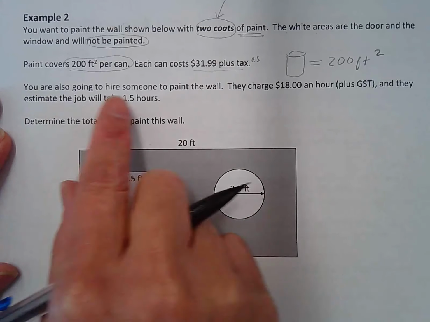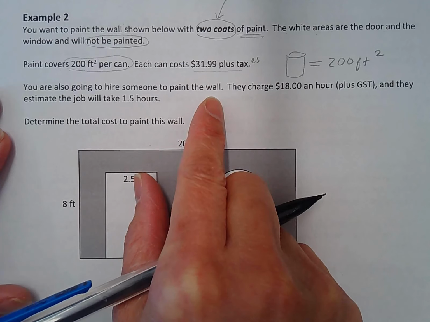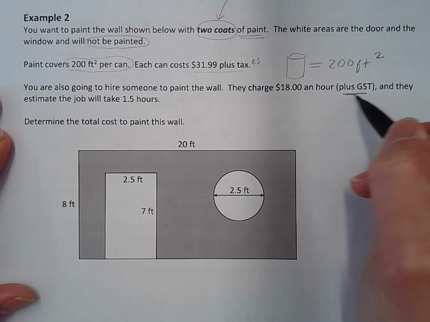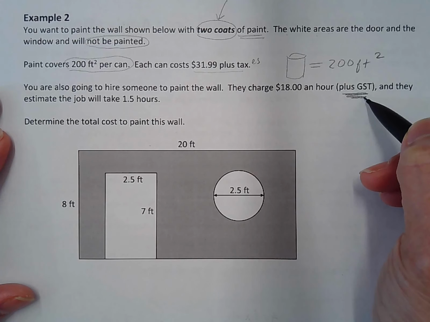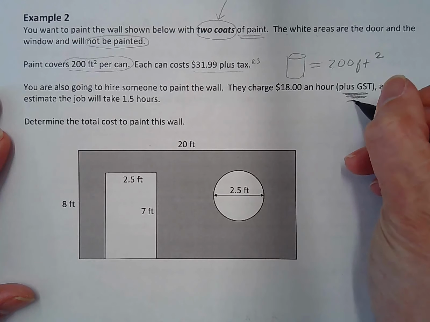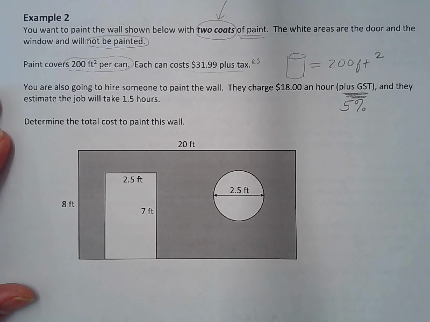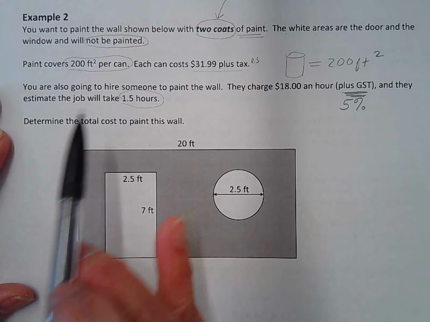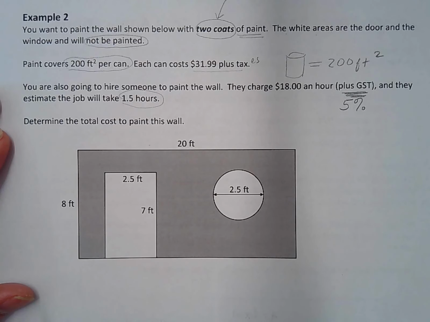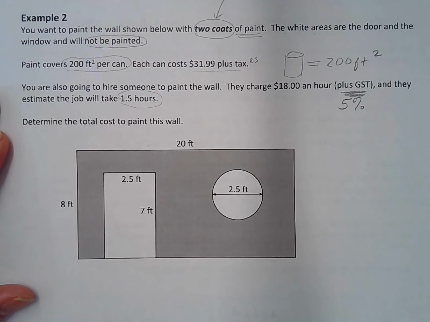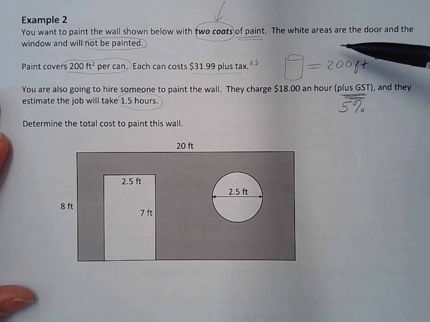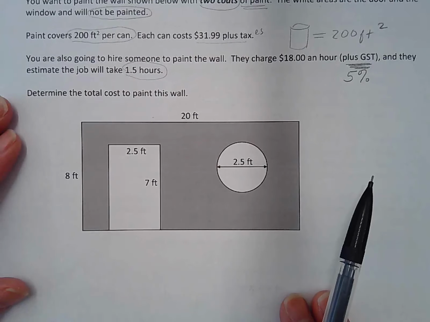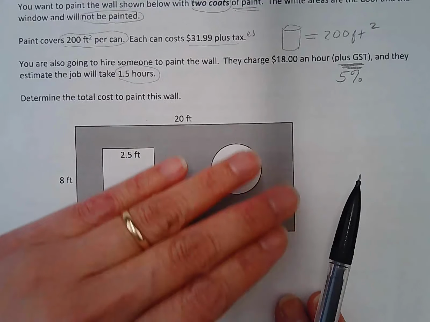You are also going to hire someone to paint, and they're going to charge $18 an hour plus GST only, not both taxes, just GST, so it's only the 5%. And they think that they can finish the job in 1.5 hours. So there's some context there. We're going to have the materials, the paint, and the labor. Determine the total cost to paint this wall.